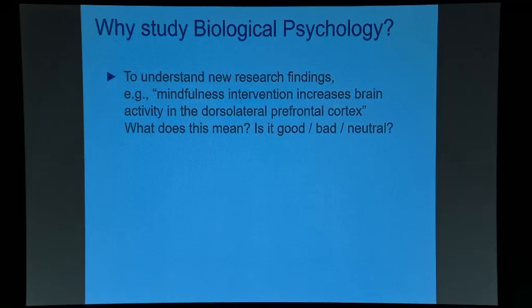And to know that, you need to know something about what the dorsolateral prefrontal cortex is, where it sits in relation to the rest of the brain. You need to know something about what brain activity actually is. What does it really mean for the brain to become more active? And how does that contribute to our understanding of mindfulness?